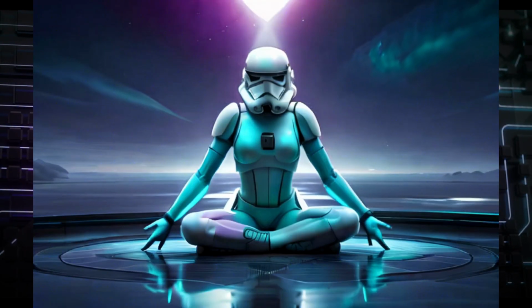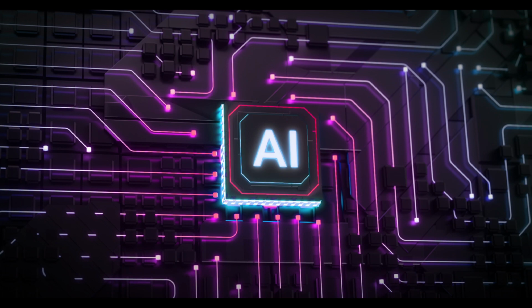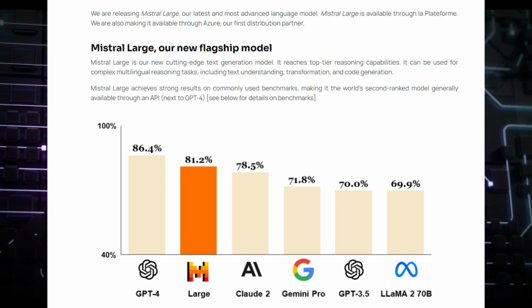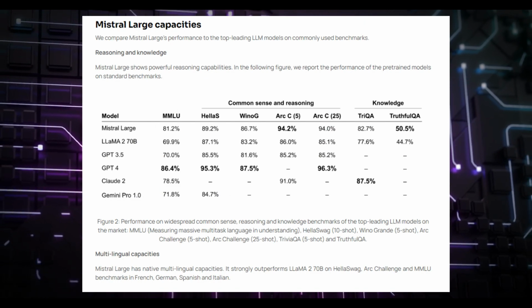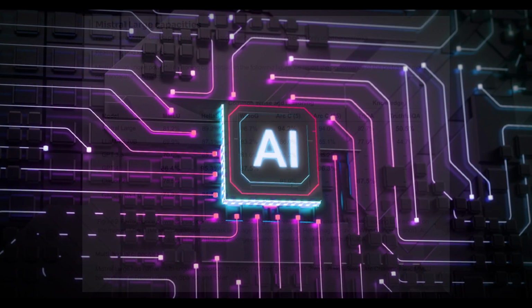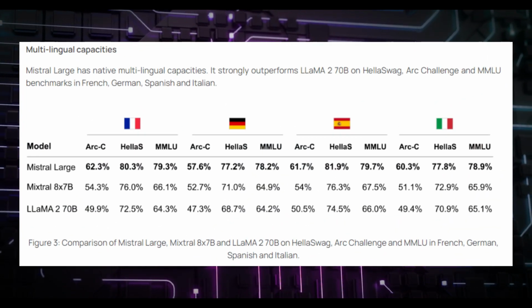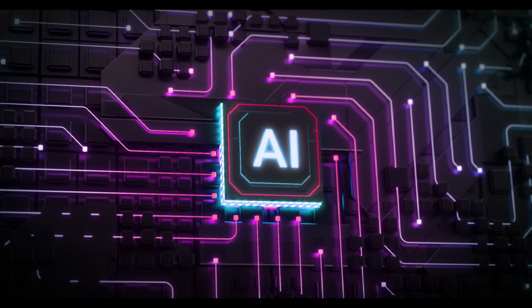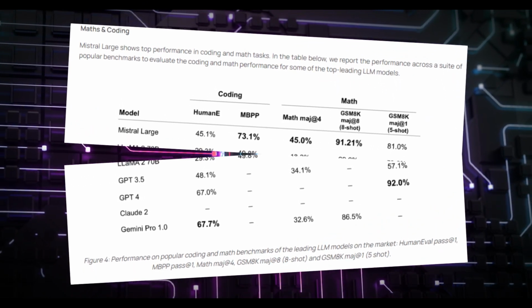But what sets Mistral Large apart from other LLM models? Let's take a closer look at its capabilities. Reasoning and affordability. Mistral Large excels in tasks requiring logical deduction, information retrieval, and question answering. It offers a significantly lower cost compared to its competitors, making it an attractive option for developers and coders. The multilingual capacities of Mistral Large surpass other models on various benchmarks in French, German, Spanish, and Italian. Math and coding capabilities. Mistral Large demonstrates exceptional proficiency in coding and mathematical tasks, showcasing top-notch performance.